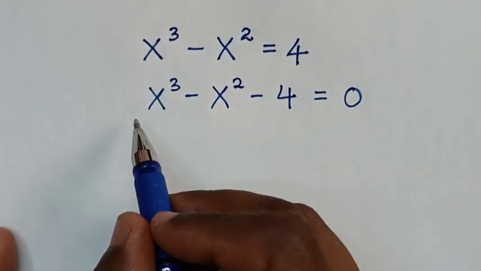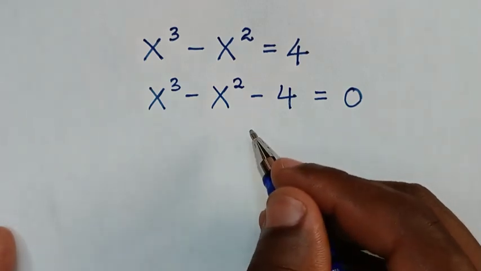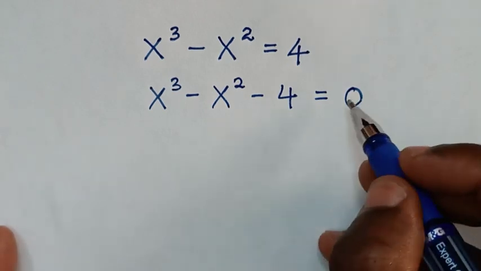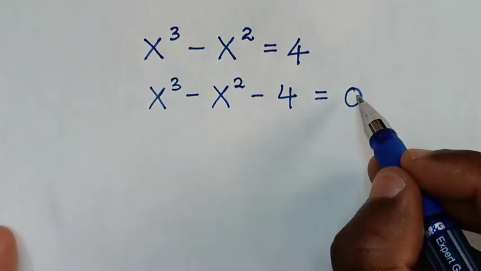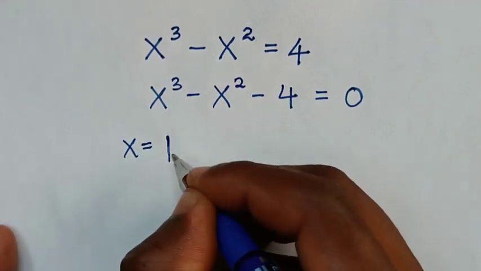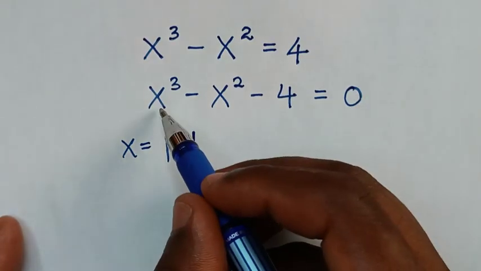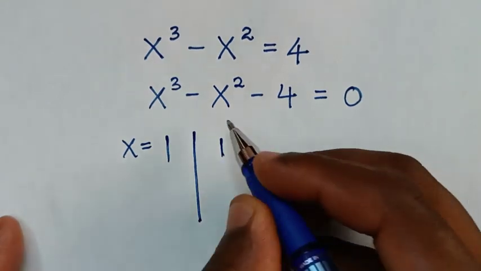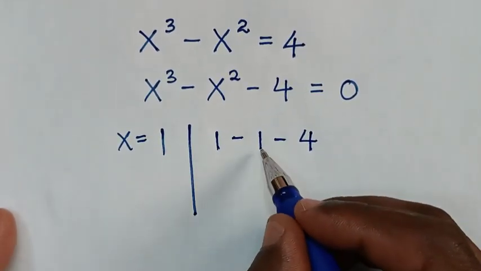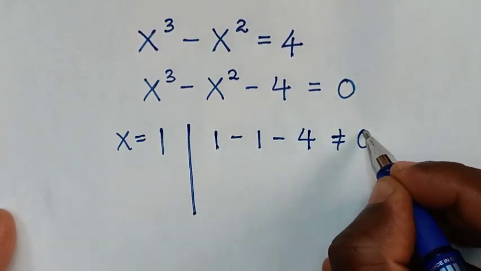Then, from this cubic equation, to get one of the values of x, or one of the roots of x, we'll solve by using the trial and error method. So by trial and error, so as to get this cubic equation equal to 0, we'll start by testing x is equal to 1. We'll substitute 1 into this cubic equation to see if it will give 0. So it will be 1 to the power of 3 is 1, then minus 1 to the power of 2 is 1, then minus this 4. So 1 minus 1 is 0, 0 minus 4 is negative 4, which is not equal to 0.